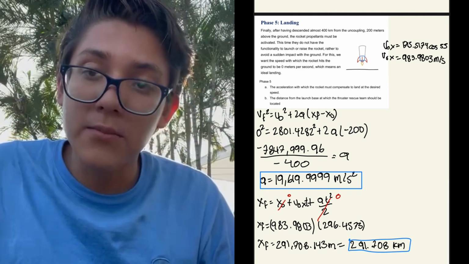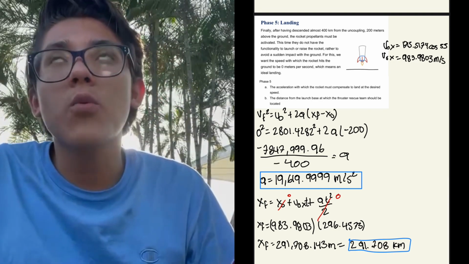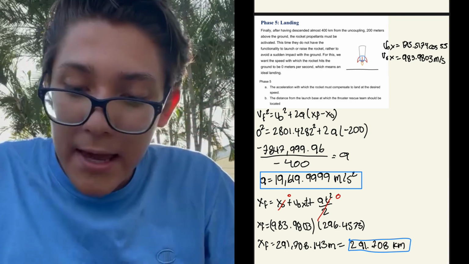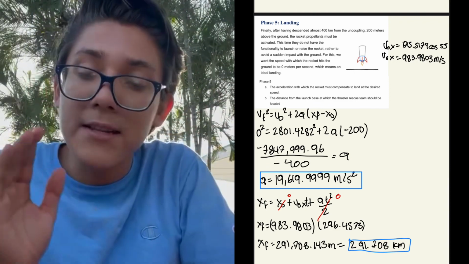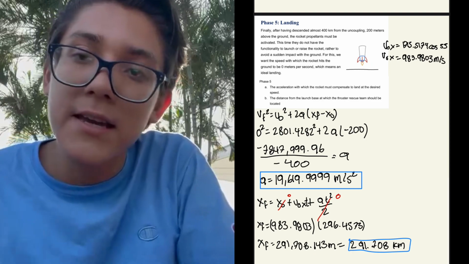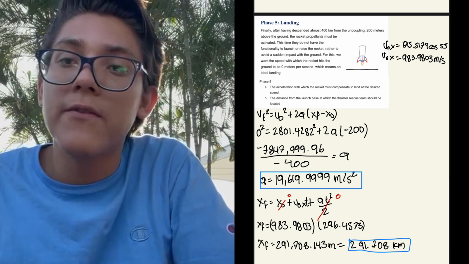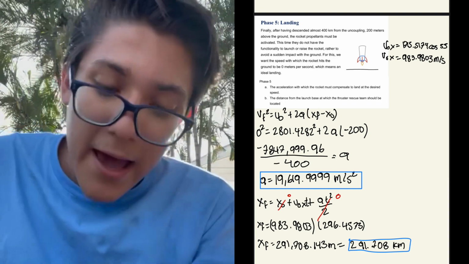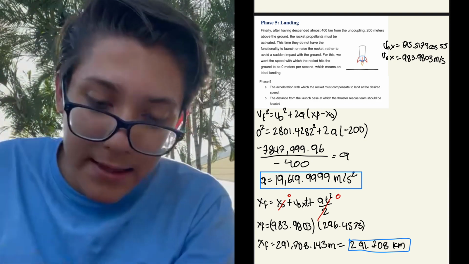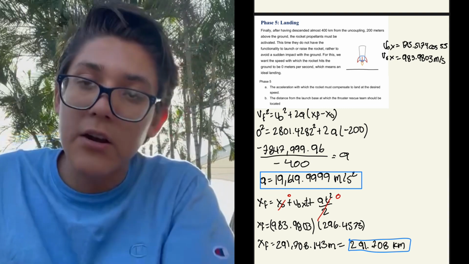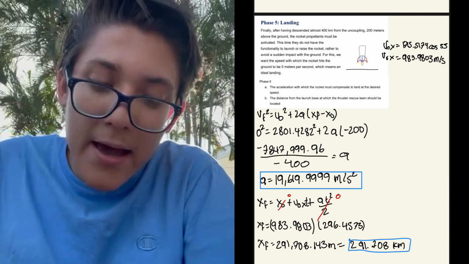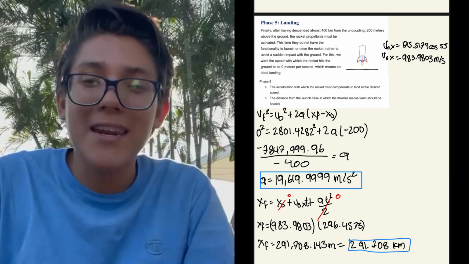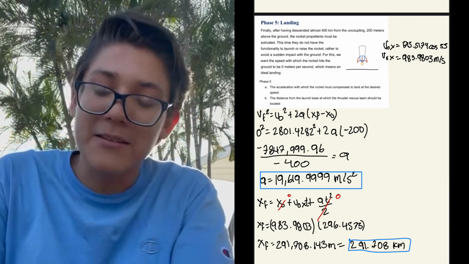The initial velocity will be the velocity from the last phase. The distance will be the final distance, that will be 0, minus the initial distance, that will be 400. So we get minus 400, and we divide that, and the acceleration will be 9,809.9999 meters per square second.